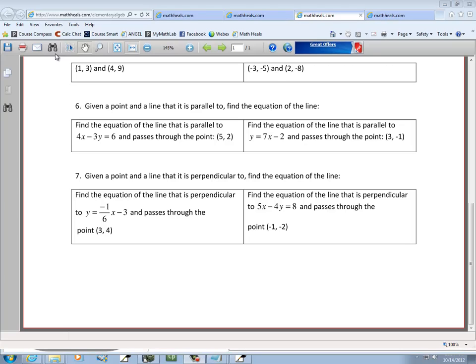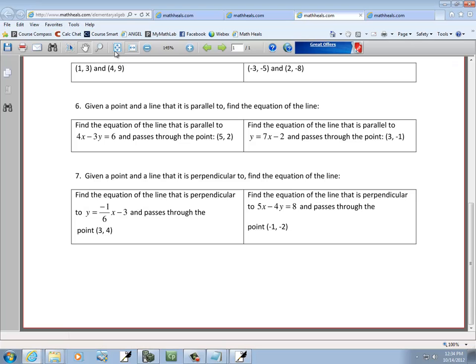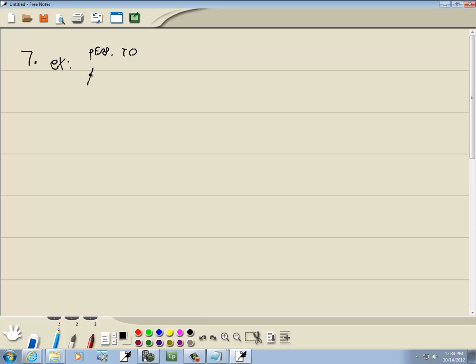Let's take a look at our seventh problem type. And our first example, it tells us it's perpendicular to y is equal to negative 1/6 x minus 3, and it passes through the point 3, 4.